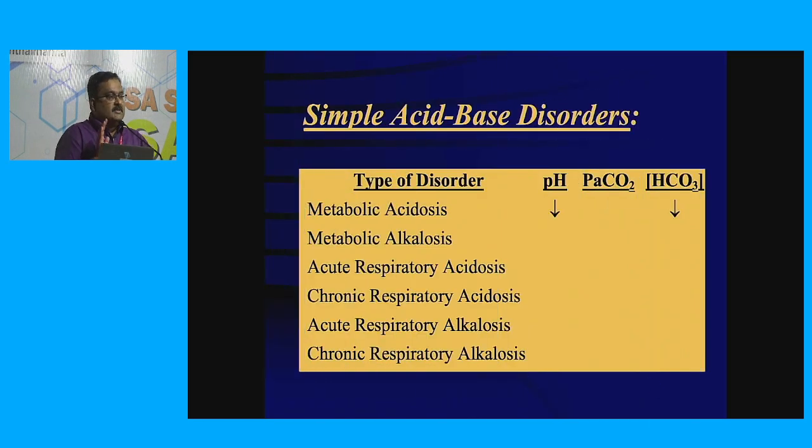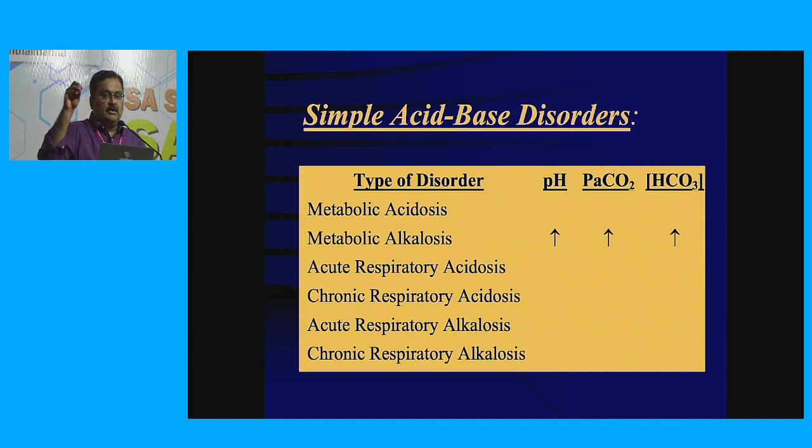So first we will do simple acid-base disorders. In metabolic acidosis, what happens? In metabolic acidosis, the pH decreases and bicarbonate also decreases. So the bicarbonate decreases, causing a change in the pH to decrease. Good. And compensation? Compensation is the PaCO2 also should decrease. Okay. Next, metabolic alkalosis. In metabolic alkalosis, the pH increases, bicarbonate will increase, and as compensation, PaCO2 should increase. Okay. Now, the respiratory disorders, the acidosis and alkalosis have two things.